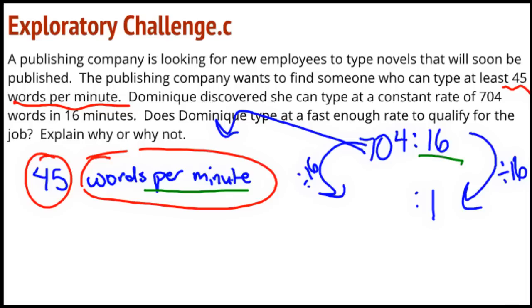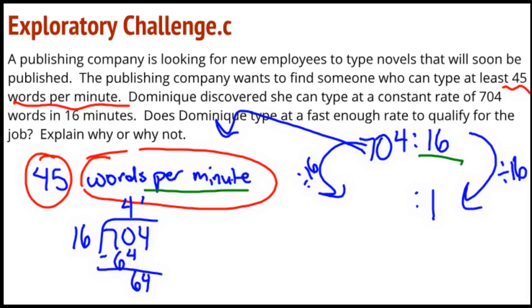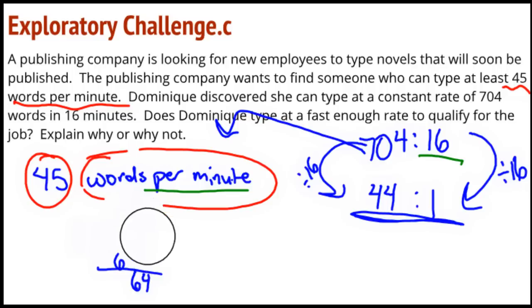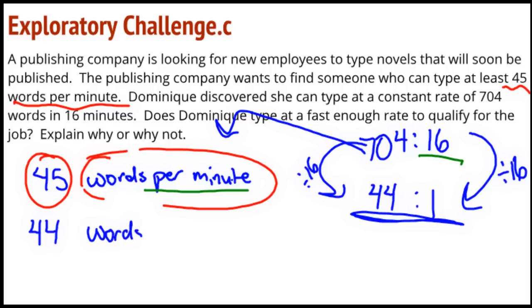And then I need to scale the 704 the same way. So 704 divided by 16. 16 times 5 is 80. 80 is going to be a little bit big, so I'm going to do 16 times 4, which is 64. And that will leave me with 64. And I'm going to find out that Dominique has a ratio of 44 words for 1 minute. So now I'm going to turn that into a rate. And I see that she's got 44 words per minute.